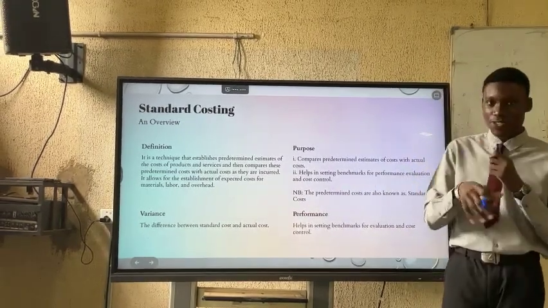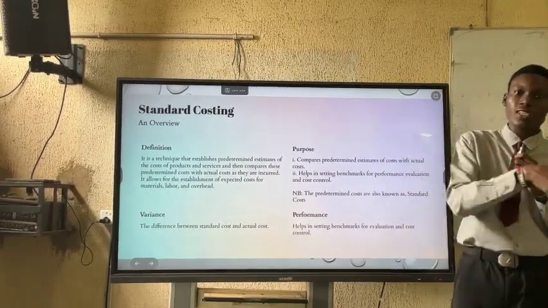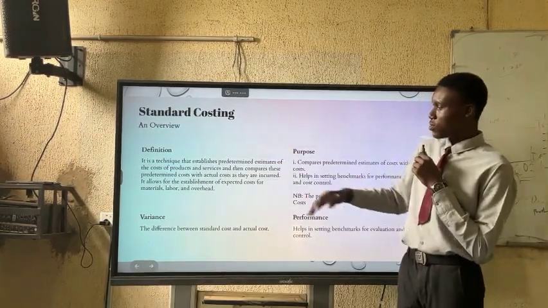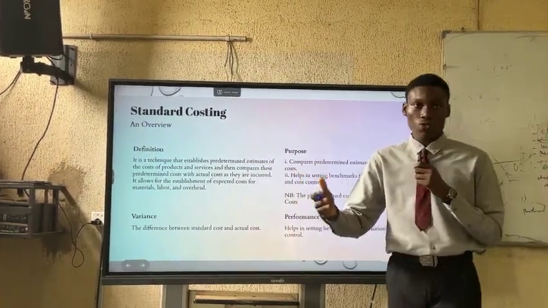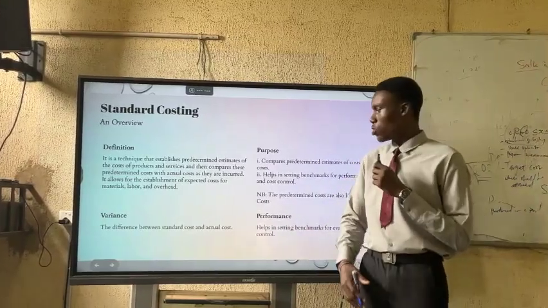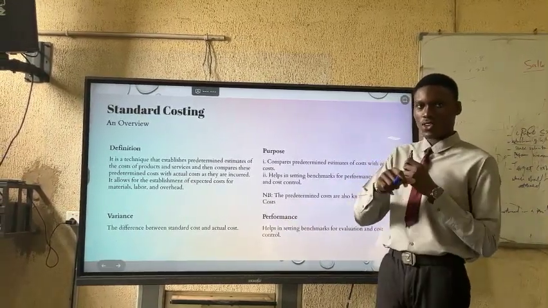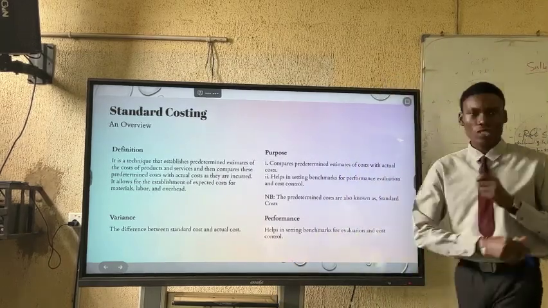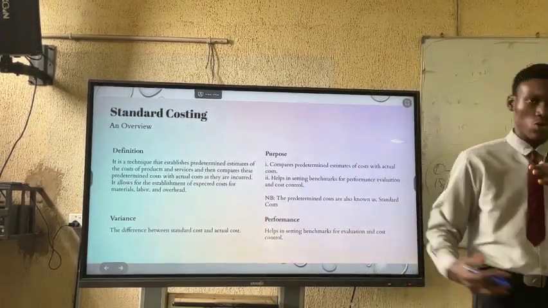So now, what is variance? Variance is the difference between the predetermined cost and the actual cost. We're talking about standard costing being the estimation of predetermined cost, and then the actual. So variance is that difference, the difference between the standard cost and the actual cost. Do you understand?